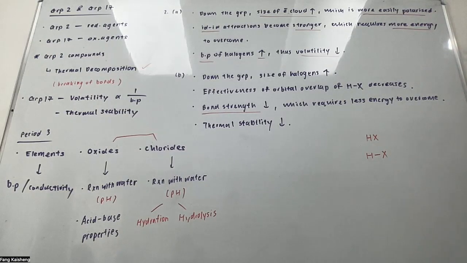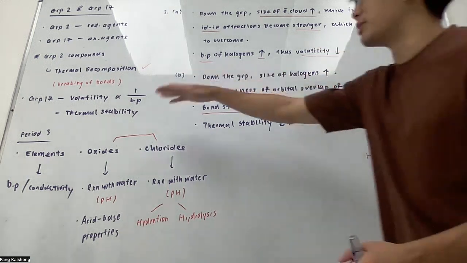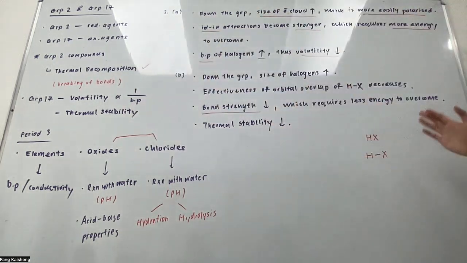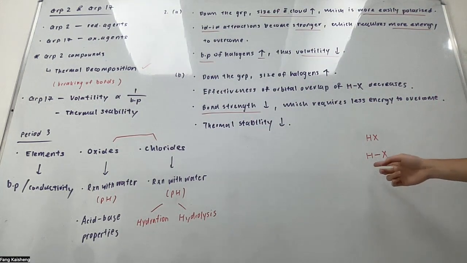See how I'm turning the question into something more familiar? In thermal stability, you start panicking in the exam because you forgot which one, since you know a lot of things. Then suddenly you realize it's about bond breaking. And you only need to break one bond in hydrogen halides.